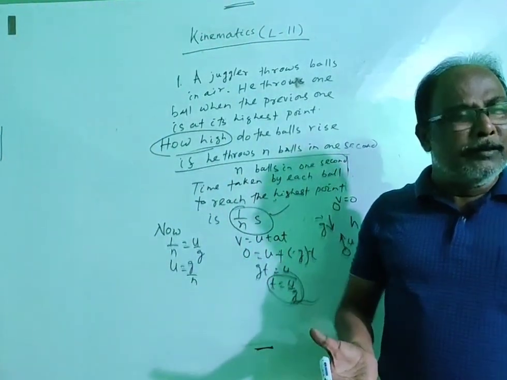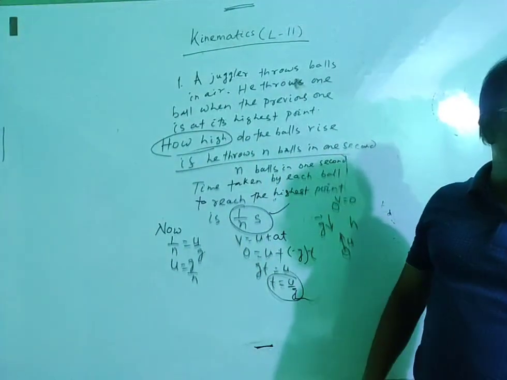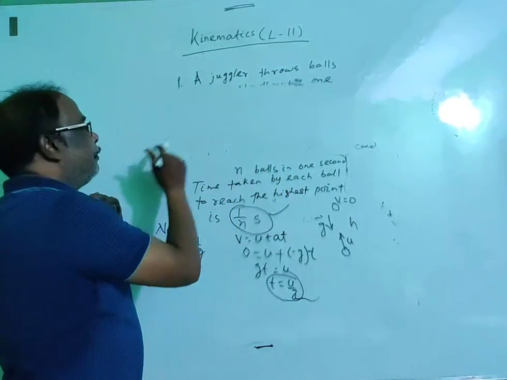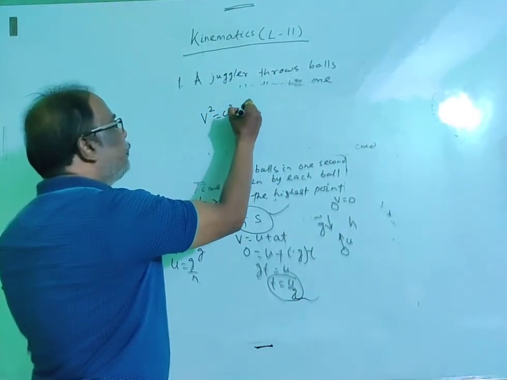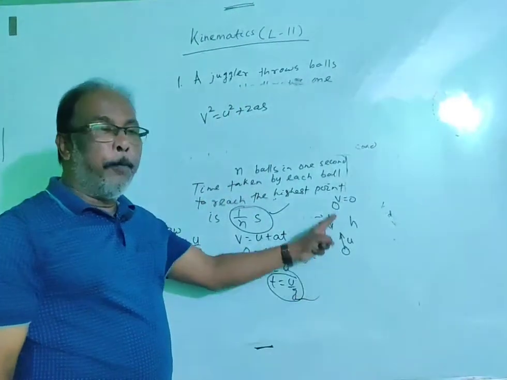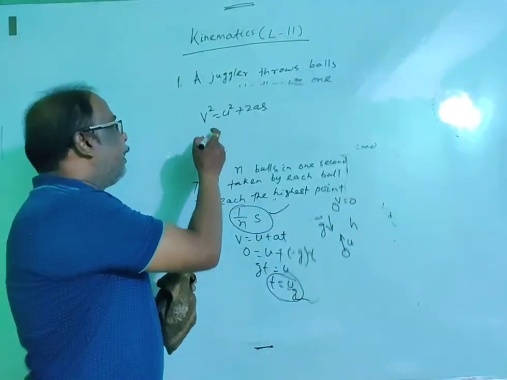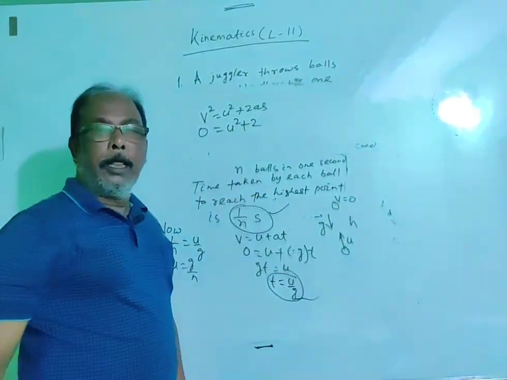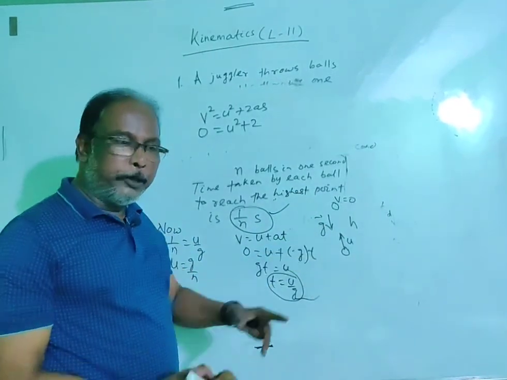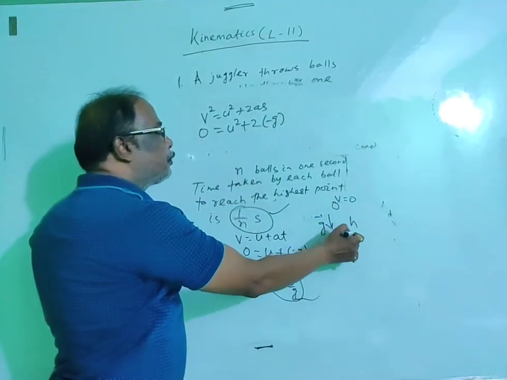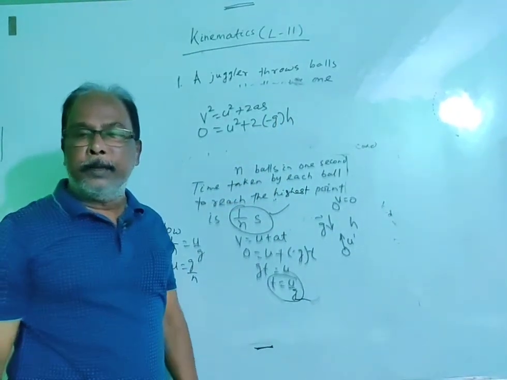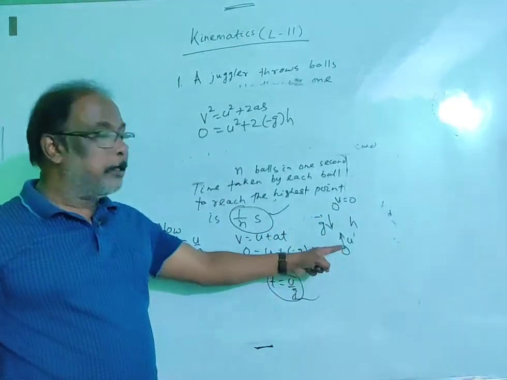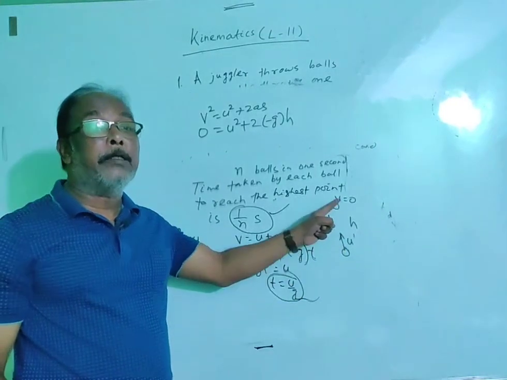Okay? And it is asked, what is the maximum height reached by the balls? Then, we'll use the general equations. Final velocity v, v square is equal to u square plus 2as. In upward motion, final velocity is 0, initial velocity is u, so 0 is u square plus 2, acceleration is g, but opposite to the initial direction, you may take minus g, and displacement is h, means maximum vertical displacement is h. This is the highest point of the body, and maximum displacement in vertical direction means maximum height is h.